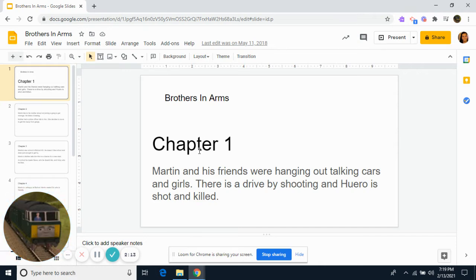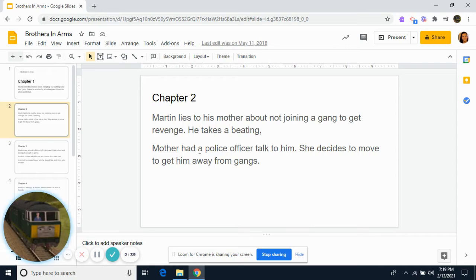Chapter 1. Martin and his friends were hanging out, talking cars and girls. There was a drive-by shooting and Huero is shot and killed. Chapter 2. Martin lies to his mother about not joining the gang to get revenge. He takes a beating. Mother had a police officer talk to him. She decides to move to get him away from gangs.